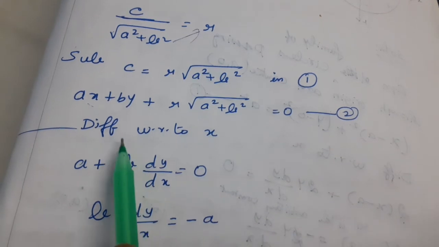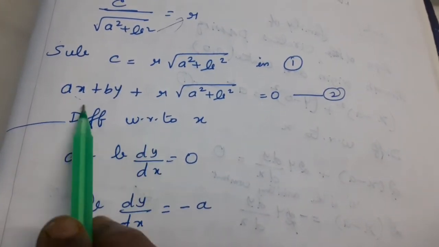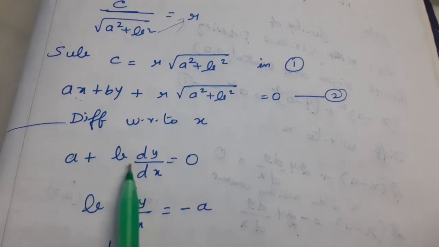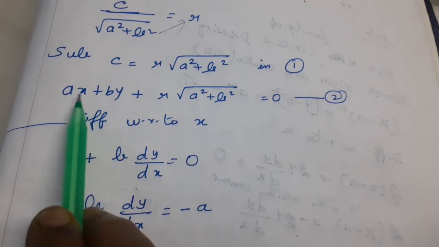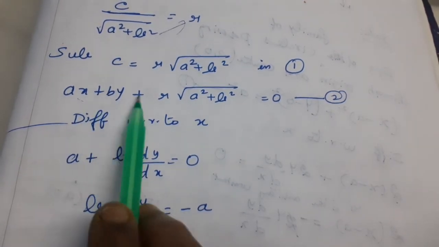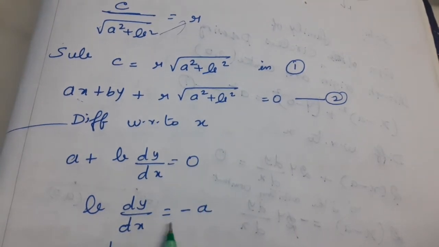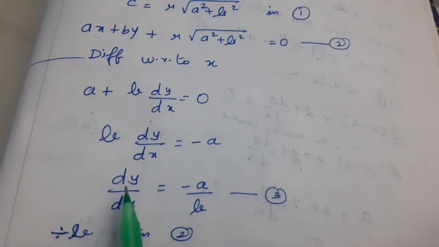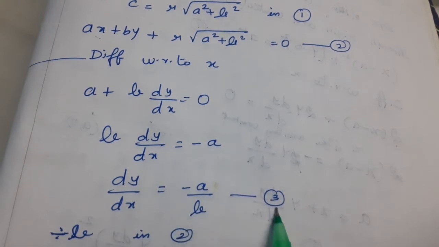Now we are going to differentiate with respect to x. With respect to x, x becomes 1, so a plus b into dy by dx; the constant becomes 0. So b into dy by dx is equal to minus a. Now dy by dx is equal to minus a by b. This is equation 3.